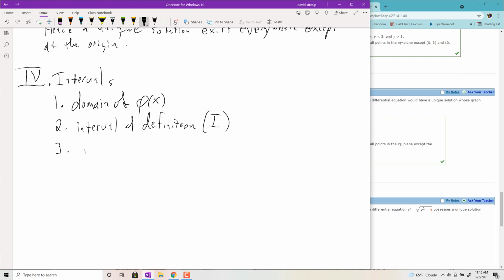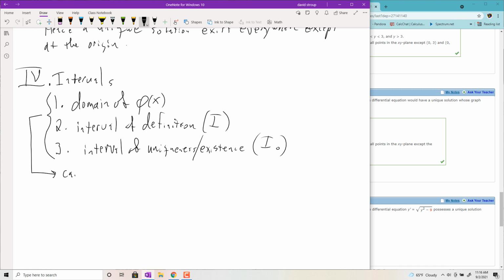And then thirdly, now we have the interval of existence and uniqueness, which is I sub 0. In general, in the book here, we won't make too big of a deal out of this stuff. We kind of just assume that we're in a good place, but we should note that these things are general. They can be all different. So it's just an interesting topic.